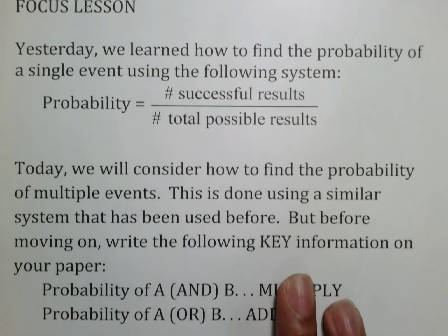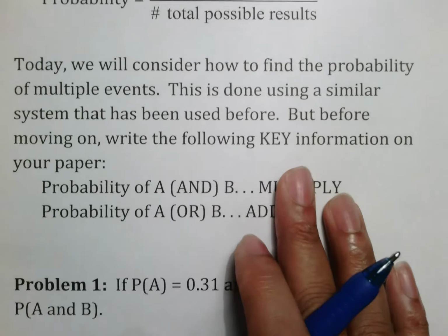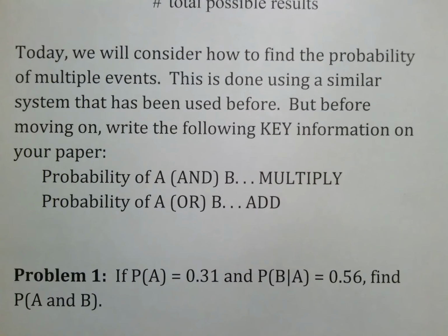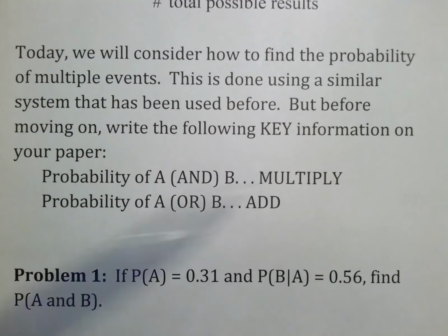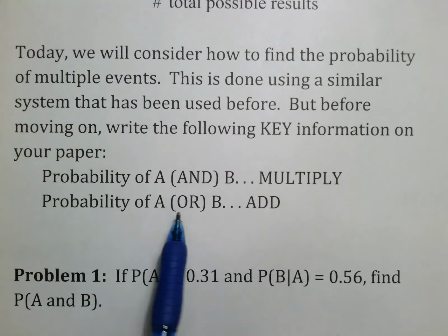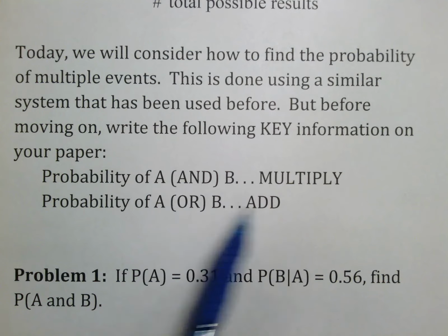Today we're going to consider how to find the probability of multiple events. This is done using a similar system to what we did before, but before moving on, write the following key information on your paper. The probability of event A and event B you will multiply, just like we did with the blanks game that we did when we were doing permutations and combinations. So you will find the probability of event A, you will find the probability of event B, and you will multiply those two if you see the word and. If you want the probability of event A or event B, then you find the probability of event A, find the probability of event B, and you add the two together.